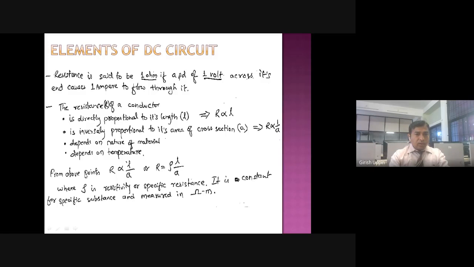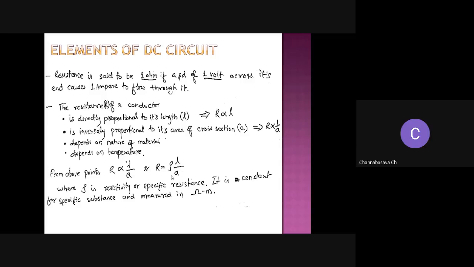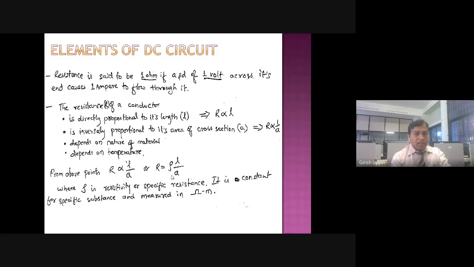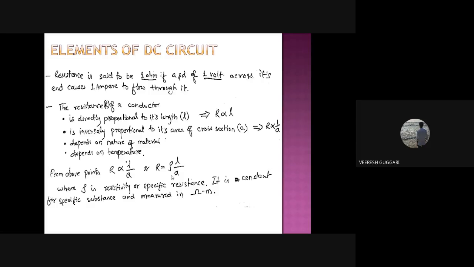So if you put these relations in a formula, resistance is directly proportional to L divided by A, and if you replace the proportionality sign with equality, it will come with a constant rho. So R is equal to rho L divided by A, where rho is what? It is resistivity or specific resistance. Is it constant or does it change? Constant.